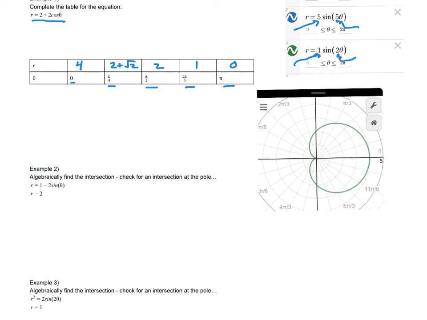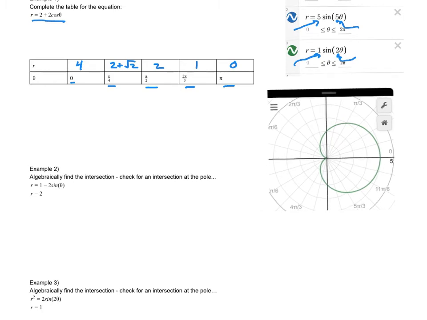You will notice that this is a cardioid graph. 0, 4 is right over here on this graph. Radius of 4, angle of 0. Pi over 4 ends up being 2 plus the square root of 2. Pi over 2 goes with 2. 2 pi over 3 ends up having a radius of 1. And pi. Now we could continue.